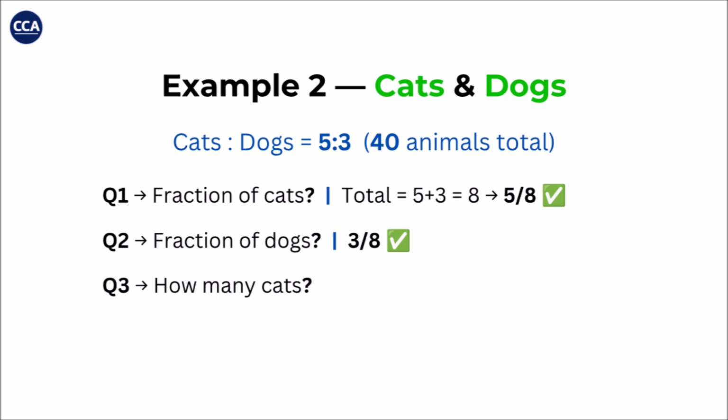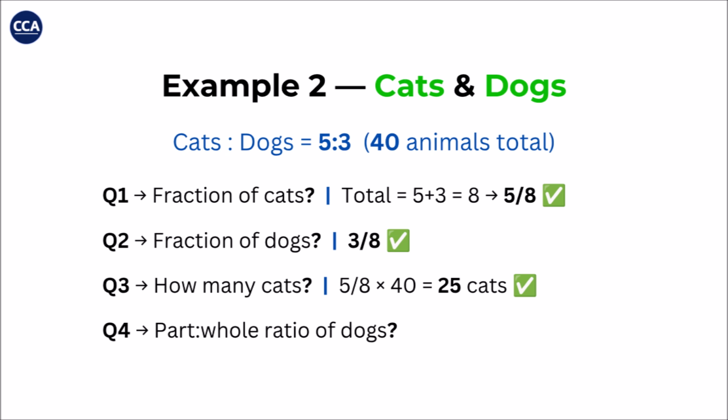Question 3. If there are 40 animals in total, how many are cats? 5 over 8 of 40 equals 5 divided by 8, multiplied by 40 equals 25 cats. Question 4. Write the part-to-whole ratio of dogs to total animals. Dogs to total, 3:8. Notice, the part-to-whole ratio, 3:8, and the fraction, 3 over 8, are identical again.